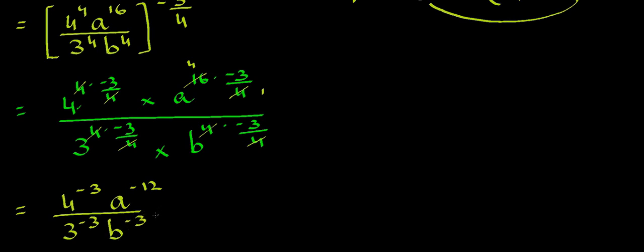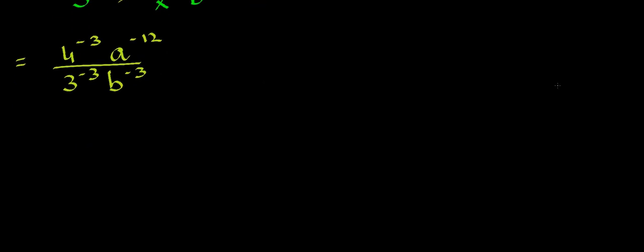Now children, if you remember, whenever we have negative powers and we want to eliminate them, what do we do? We do the reciprocal of our terms. So here what will happen? We are going to flip this fraction upside down and we will have 3 raised to 3 b raised to 3 upon 4 raised to 3 a raised to 12. So all the powers are now positive and we have flipped our fraction.